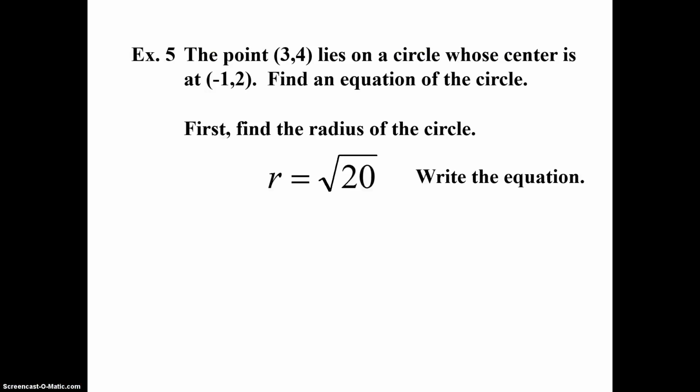We found the radius to be the square root of 20. But in the equation, it wants radius squared, so it's 20. And so you have (x + 1) squared plus (y - 2) squared.